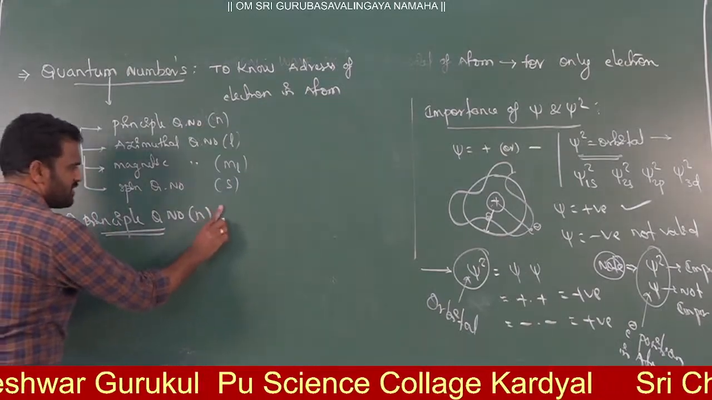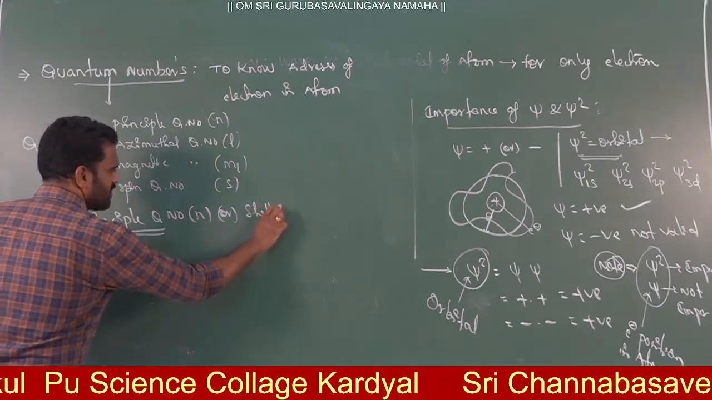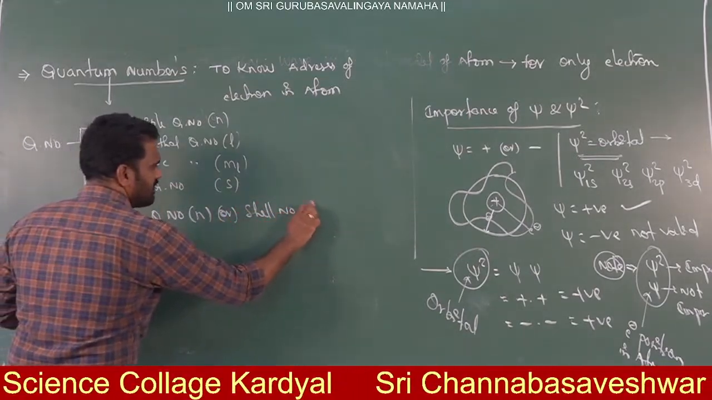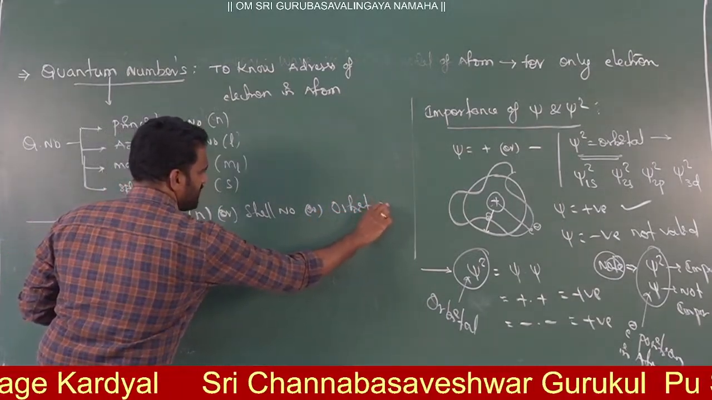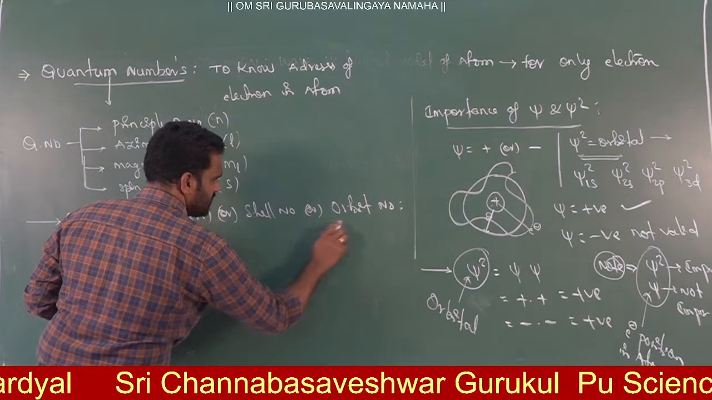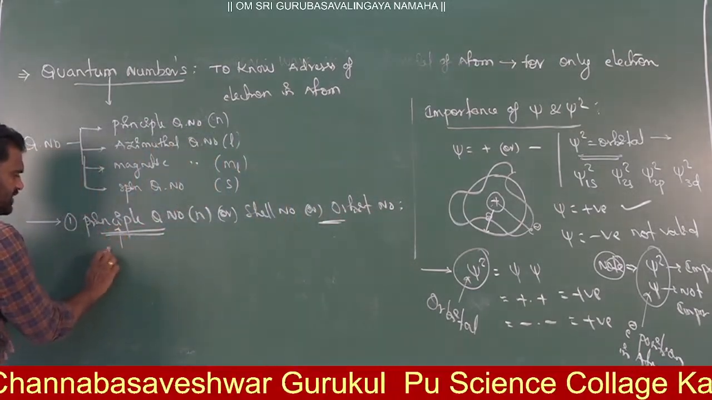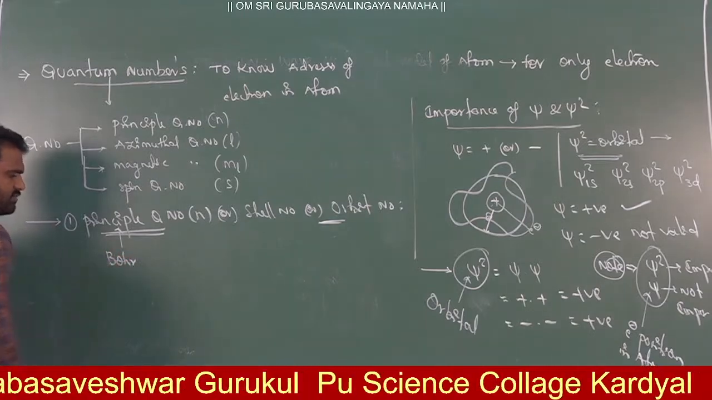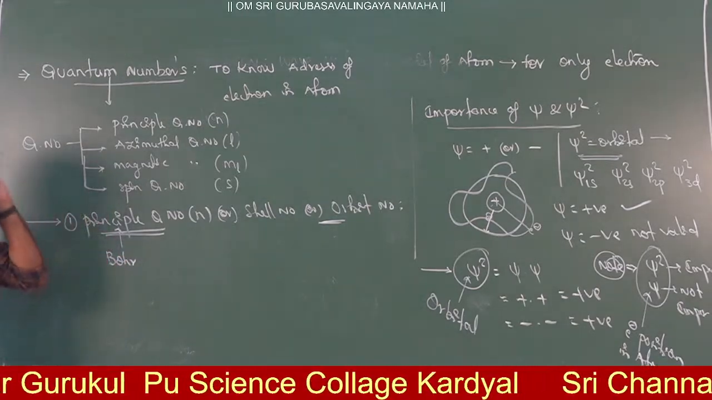Principal quantum number, or shell number, or orbit number, all are the same. This was proposed by the scientist Niels Bohr. Who proposed the principal quantum number? Niels Bohr.